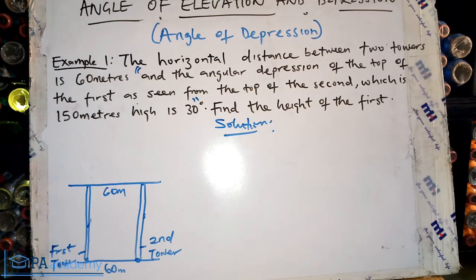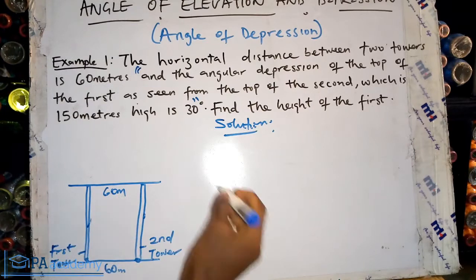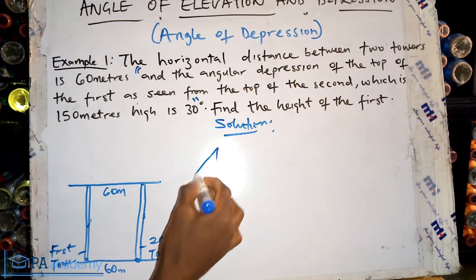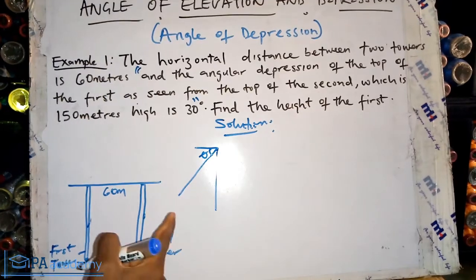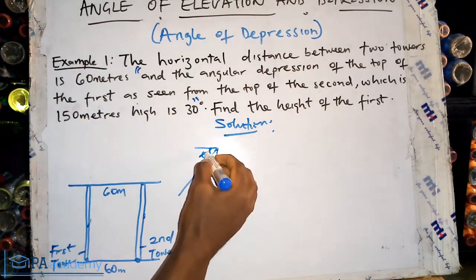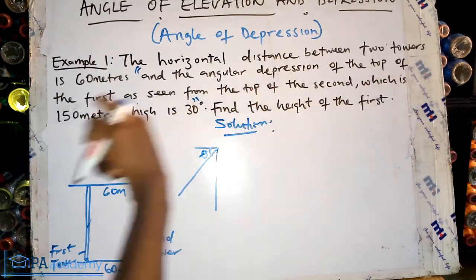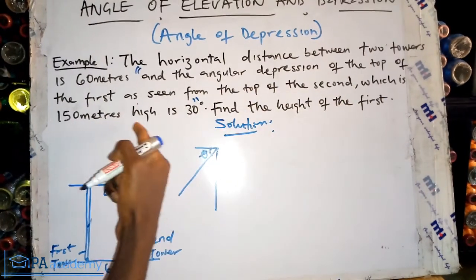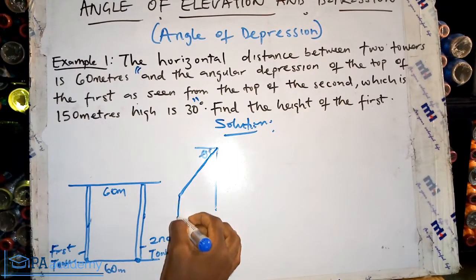Let's look at the question again. It says the angular depression. When you are talking about depression, if you have a tower and they say the angle of depression, that means the angle is coming down, and this is the angle. I've explained this in the first part of this video. And they said the angular depression of the top of the first as seen from the top of the second, which is 150-meter high. That means this angle here is coming to touch the first tower.